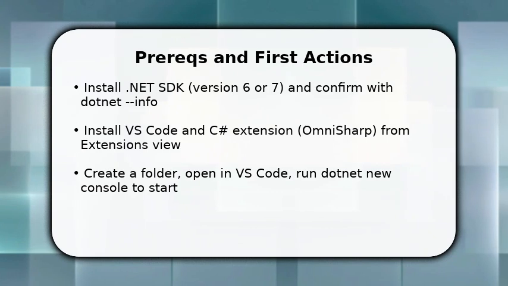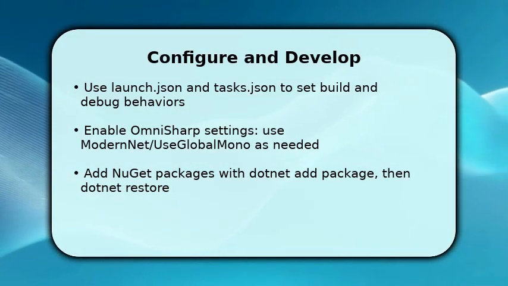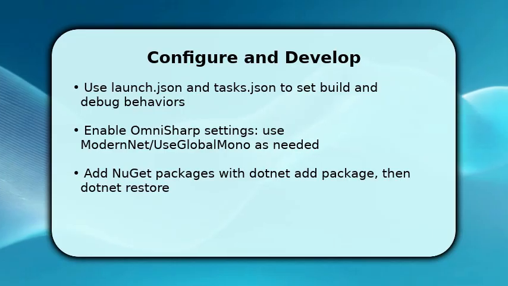Next, configure debugging and tasks so builds are automated. You can generate launch.json and tasks.json from the Run view, this links dotnet build and the debugger.